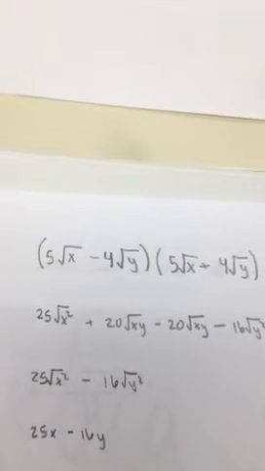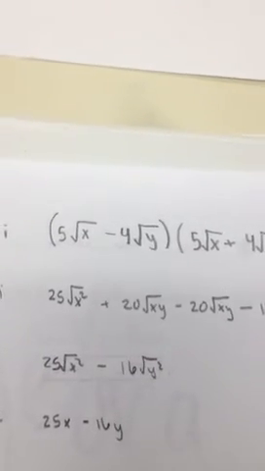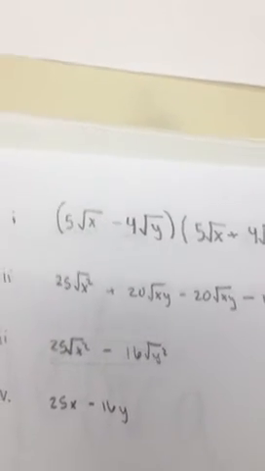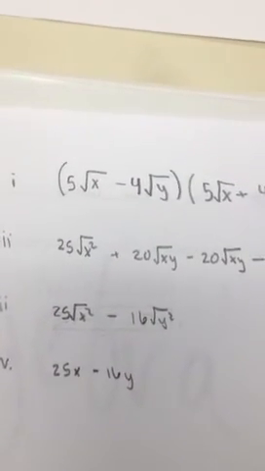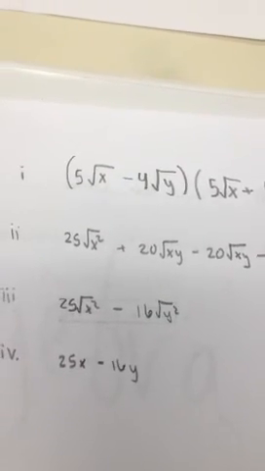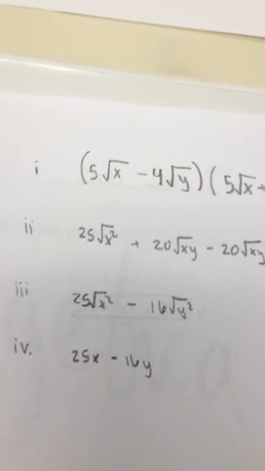Now our next step is we're going to want to take out those squares. And it just so happens that we can remove the x squared and the y squared completely. So what we are left with is 25x minus 16y. And now, although 25 and 16 are perfect squares, we cannot take their square roots because they do not have a radical over them. So that is our final answer.